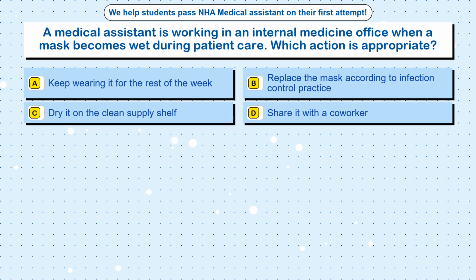Question 86. A medical assistant is working in an internal medicine office when a mask becomes wet during patient care. Which action is appropriate? Option A. Keep wearing it for the rest of the week. Option B. Replace the mask according to infection control practice. Option C. Dry it on the clean supply shelf. Option D. Share it with a coworker.